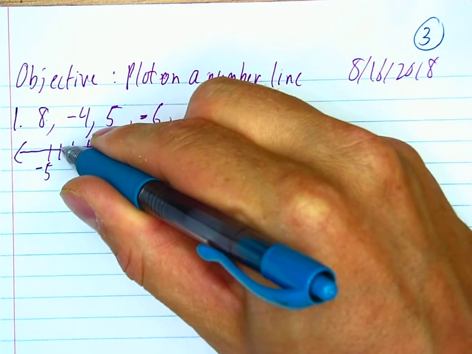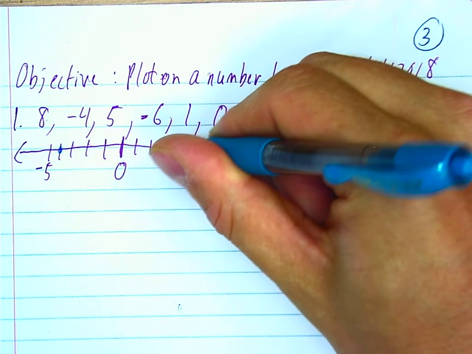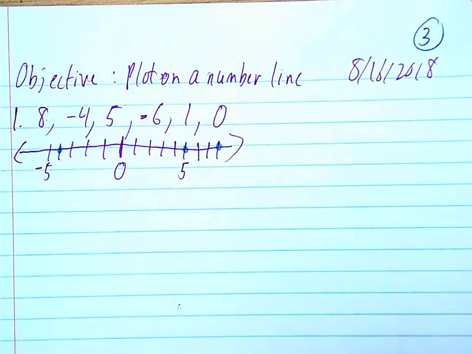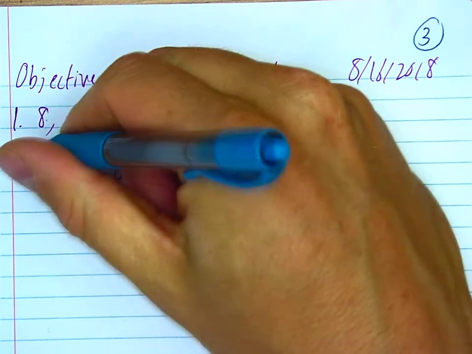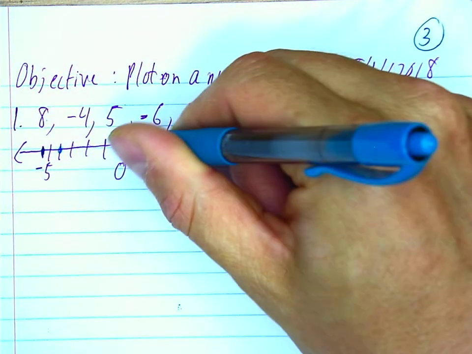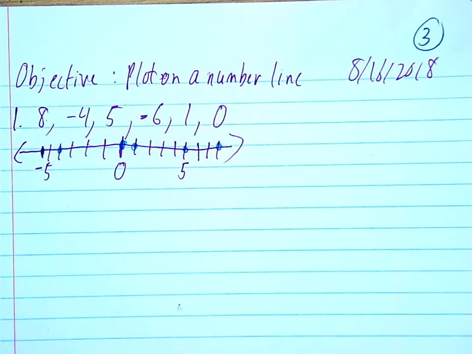I will make a dot at 8, my first number. -4 would be 1 to the right of -5. 5 would be at 5. -6 would be 1 to the left of -5, so I'll add in a tick mark here to the left of -5. 1 would be 1 to the right of 0, and 0 would be right on top of 0. There would be my 6 coordinates, or my 6 points on my number line.